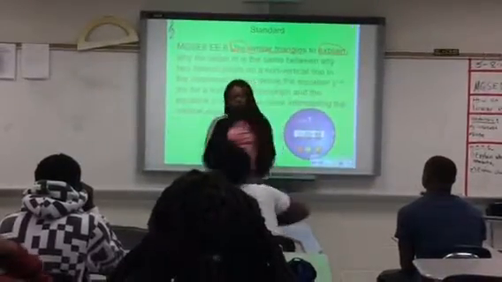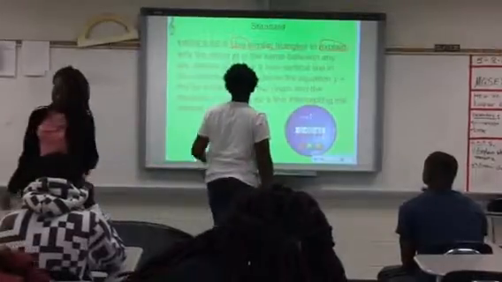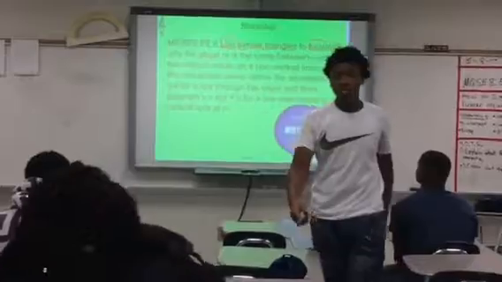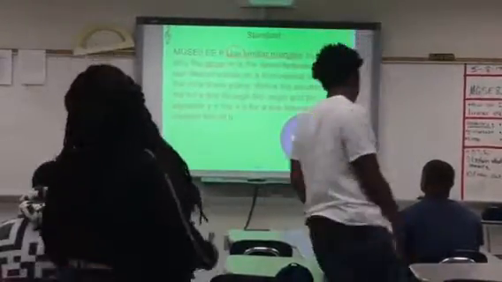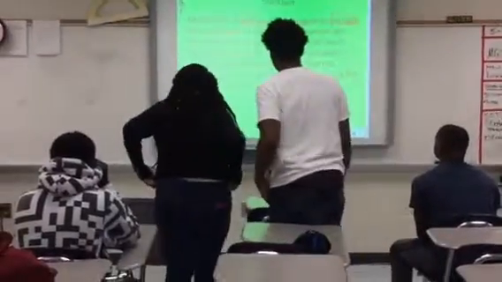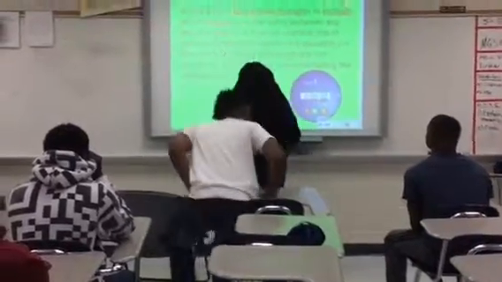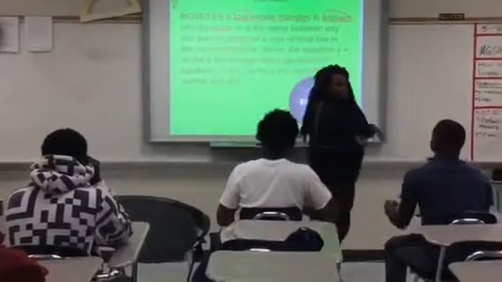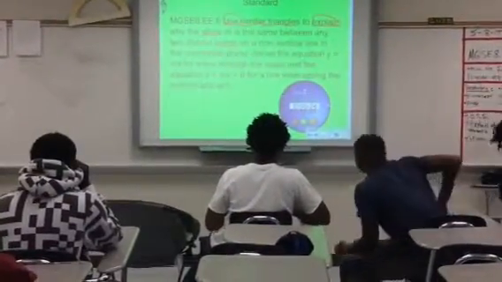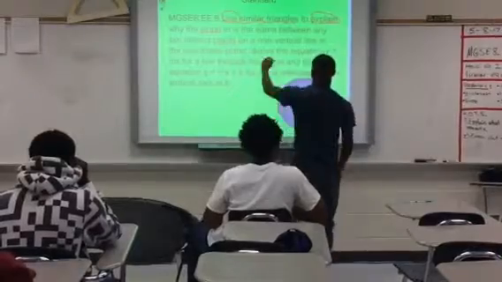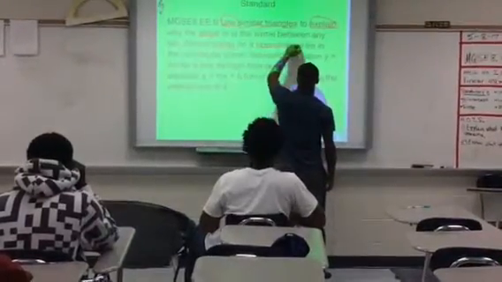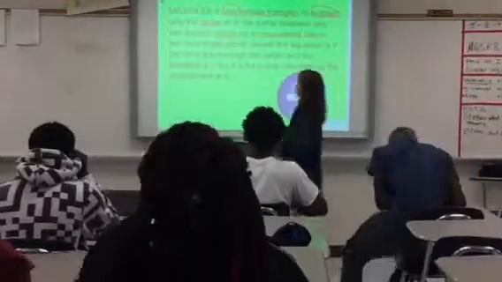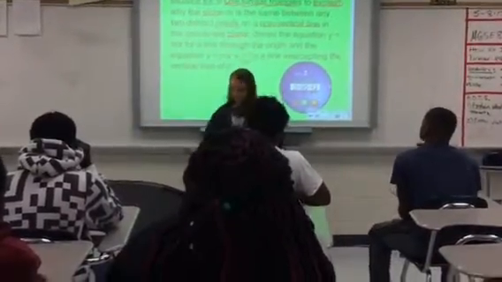All right, we're going to explain. What are we going to explain? Why the slope, M, is the same between any two distinct what? Points, all right? Points on a non-vertical what? This is a thing, so it's a noun. Line, good job. And this line is in a coordinate plane. Good job. All right, start back at the top.